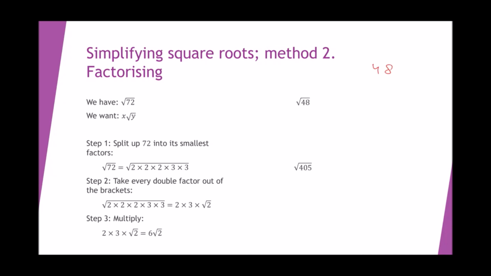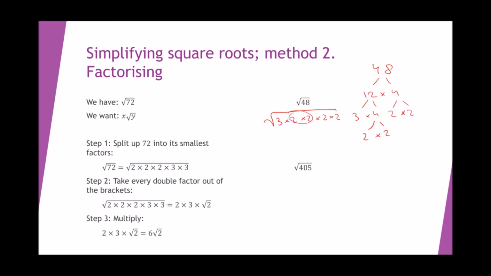So 48 seems like 4 times 12 to me. 12 times 4. 4 I can still split into 2 times 2. Hey, I've already got a double there. And 12, well, that's 3 times 4. And then 3 I can't split any further. 4 is 2 times 2. So I can write this all the way as 3 times 2 times 2 times 2 times 2.